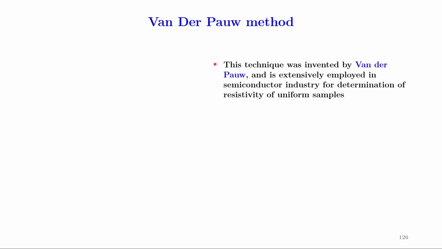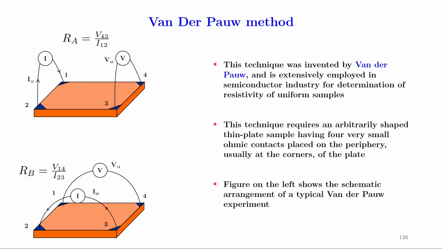The third method is the van der Pol method. This technique was invented by van der Pol and is extensively employed in the semiconductor industry for determination of resistivity of uniform samples. This technique requires an arbitrarily shaped thin plate sample having 4 very small ohmic contacts placed on the periphery, usually at the corners of the plate.